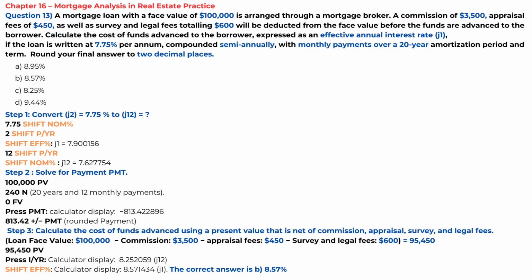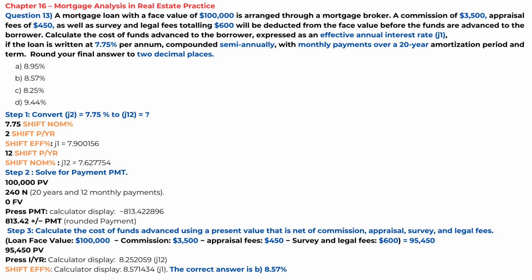Question 13. A mortgage loan with a face value of $100,000 is arranged through a mortgage broker. A commission of $3,500, appraisal fees of $450, as well as survey and legal fees totaling $600 will be deducted from the face value before the funds are advanced to the borrower. Calculate the cost of funds advanced to the borrower, expressed as an effective annual interest rate J1, if the loan is written at 7.75% per annum, compounded semi-annually, with monthly payments over a 20-year amortization period and term. Round your final answer to 2 decimal places.